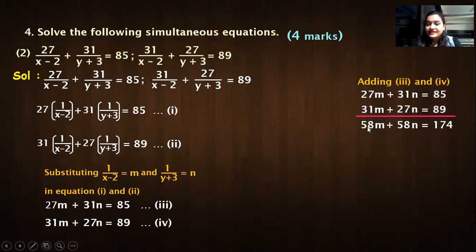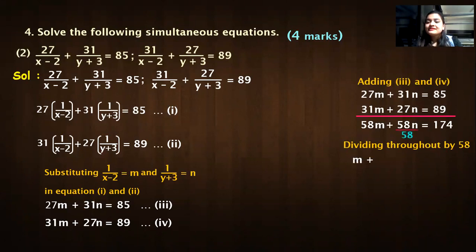Now guys, over here you can check 58, 58. It is common. So dividing throughout by 58, it will be removed from here. So m will be remaining. 58, 58 will get cancelled. n will be remaining. 174 upon 58 will give you 3. That is your equation number 5. ASA. I completed addition. Now I am going to subtraction.